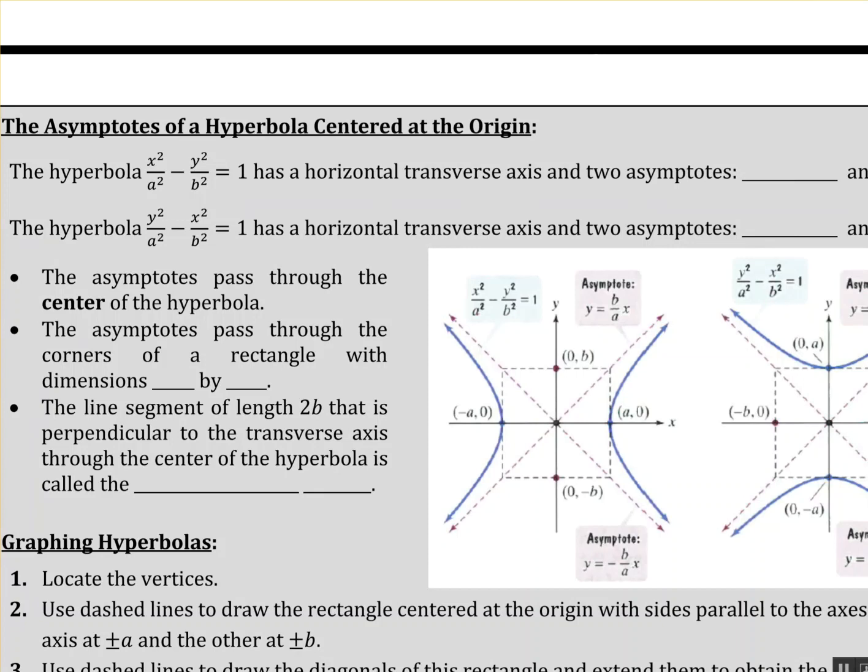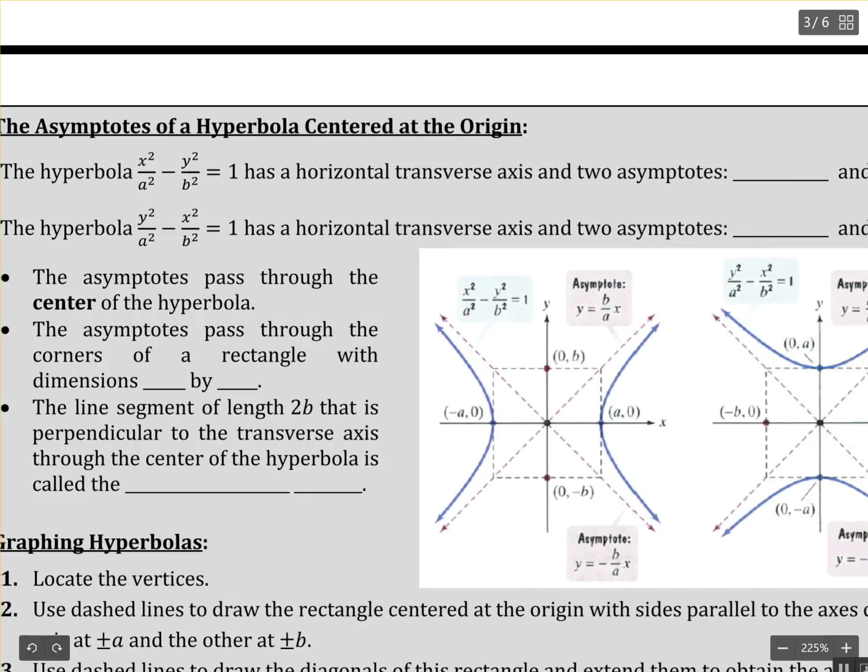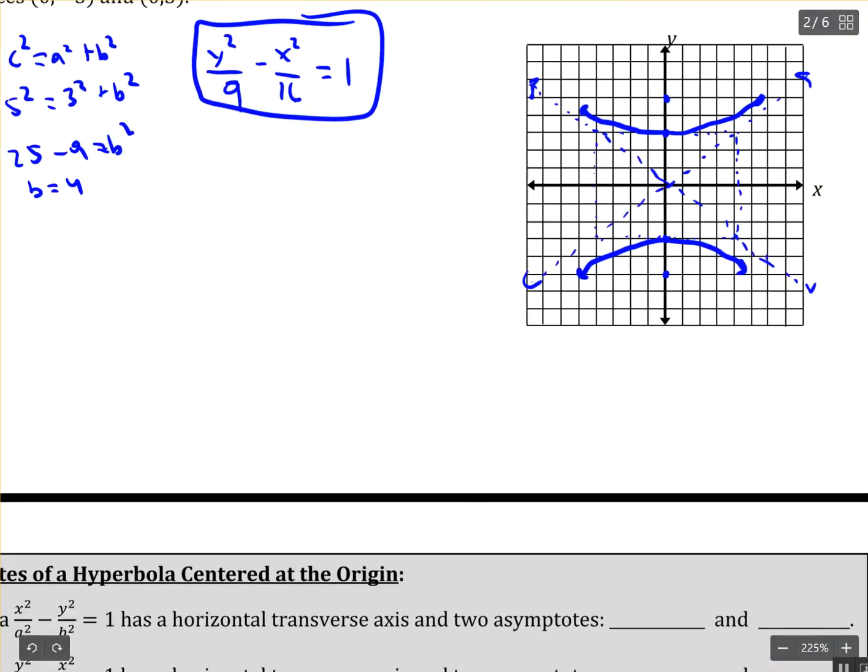So again, all of these things, I don't think they're worth memorizing, just like with the ellipse. When I drew the asymptotes, I didn't really think about what the equation was, and you'd have to memorize two different things depending whether it's horizontal or vertical.